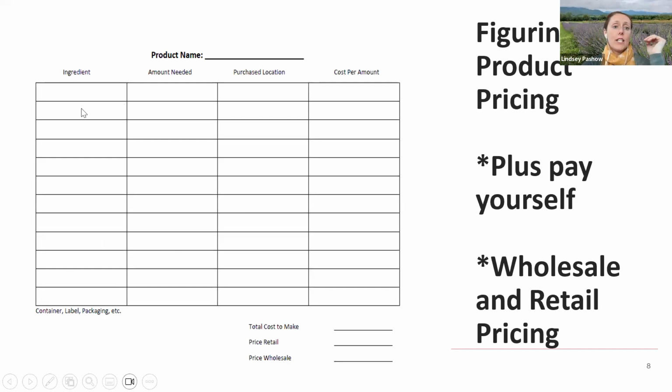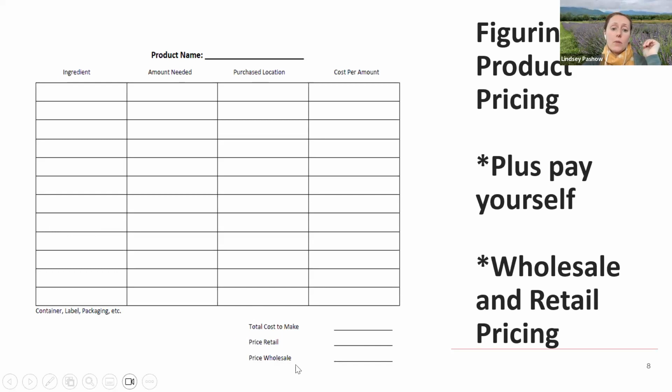It has the ingredients, the amounts I need, my purchase location. For the purchase location, I put the full price, and then I figure out what the actual cost per amount is. Then I usually have a line that says my labor hours to make the product, any other containers, labels, packaging. And then I figure out my total cost to make, and then what I'm willing to put as a price for retail and wholesale.